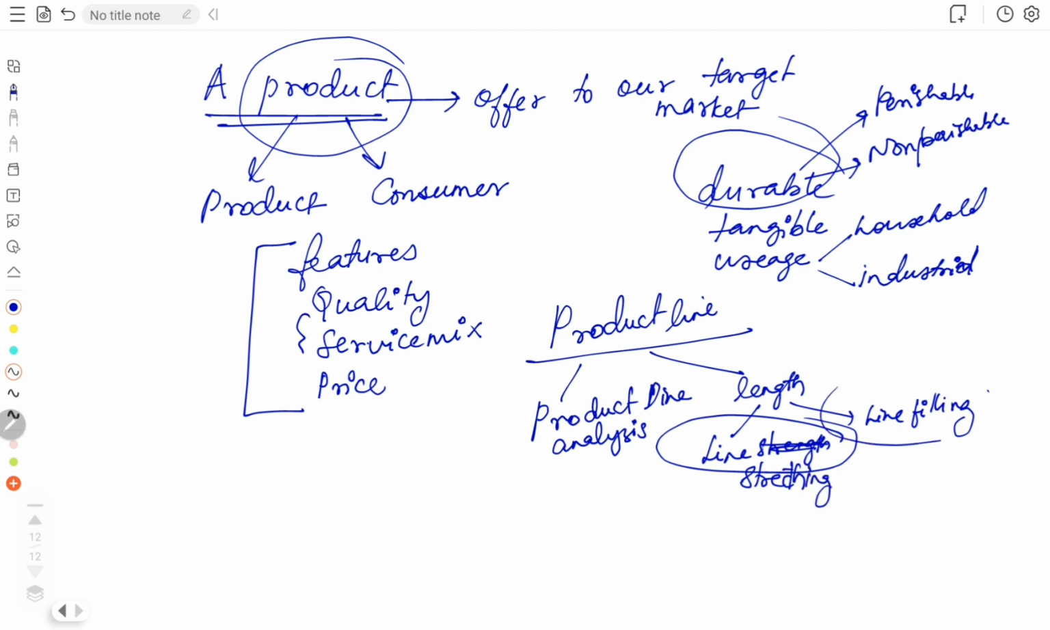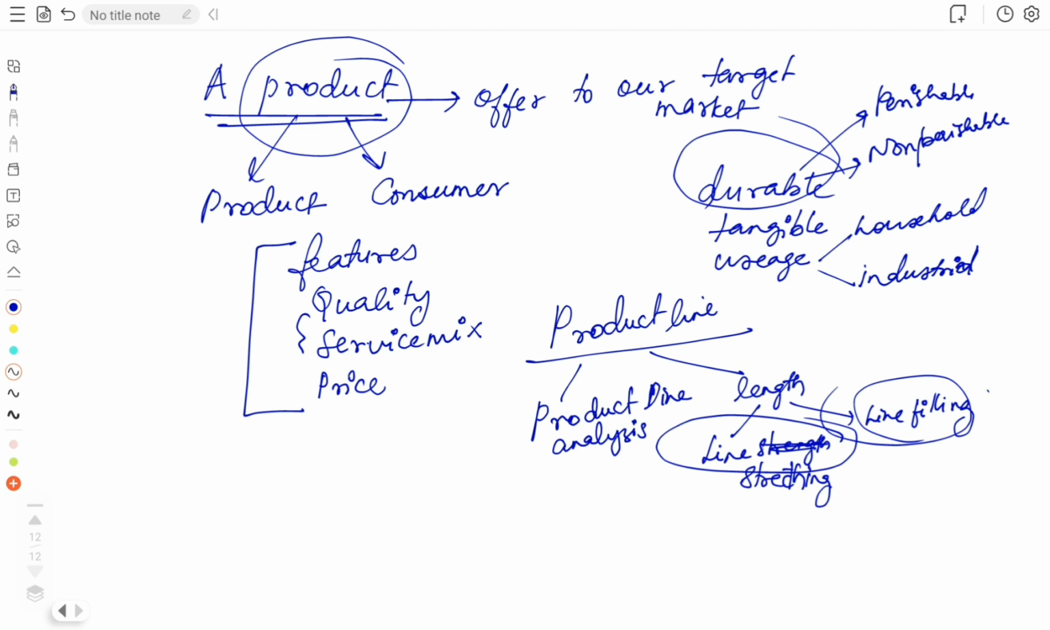Okay, line filling, what is line filling? Line filling is when a company is trying to fill the product line. For example, if there is a skincare product line, and we are already producing hand creams and face creams, maybe we will introduce a sunscreen also. That will be a line filling decision. Okay, so that is line filling.